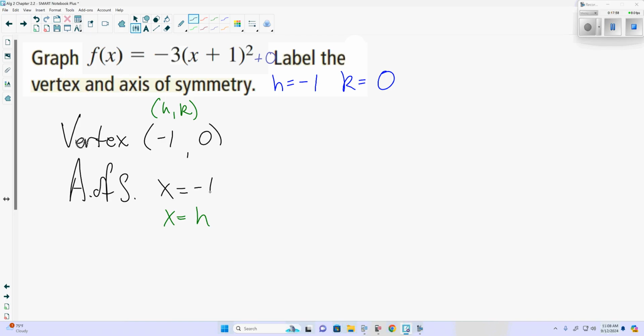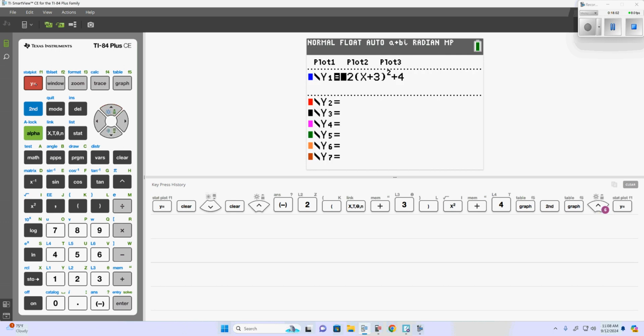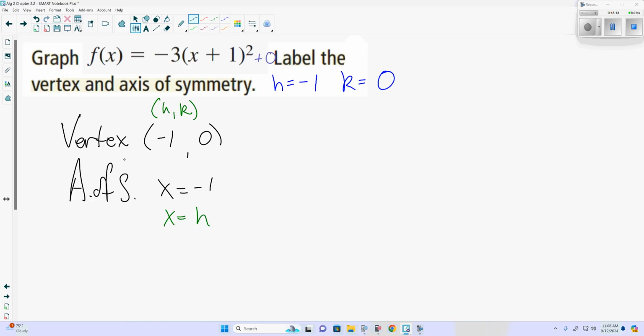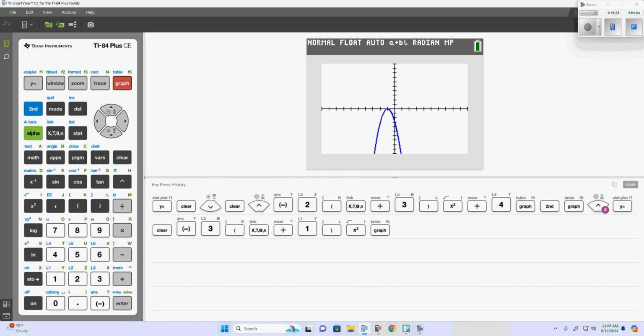And if we wanted to confirm this, I could grab the graphing calculator, and the first thing we do to graph is hit y equals. If there's something there, we'll clear it out. I think it was -3, yes. -3, parentheses, x plus 1, close parentheses, squared. Graph. So we do have this here, yes?